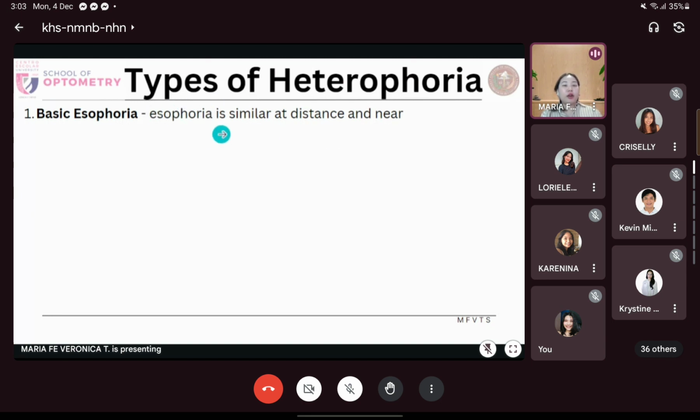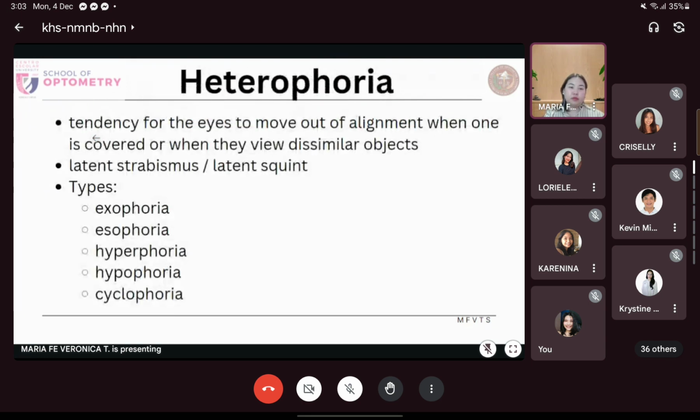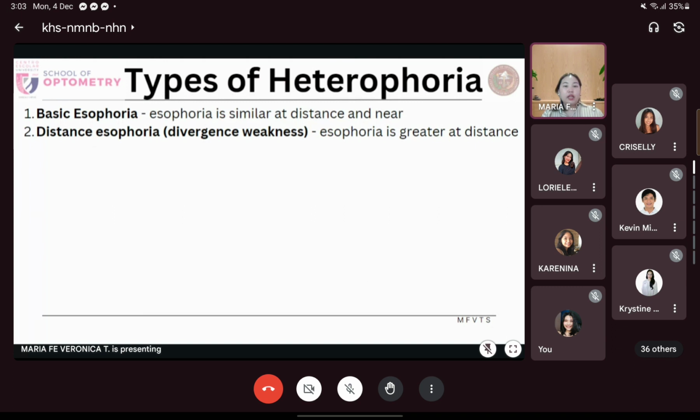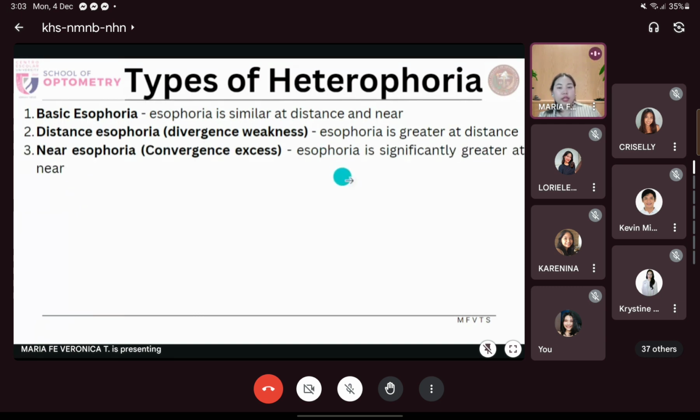If yung esophoria na na-record nyo is similar yung value at distance and at near, then that would be a basic esophoria. If in case naman yung esophoria na na-record nyo is greater at distance than at near, then your patient may have distance esophoria or divergence weakness. If in case naman yung eso is greater at near than at distance, then it is near esophoria or a convergence excess.